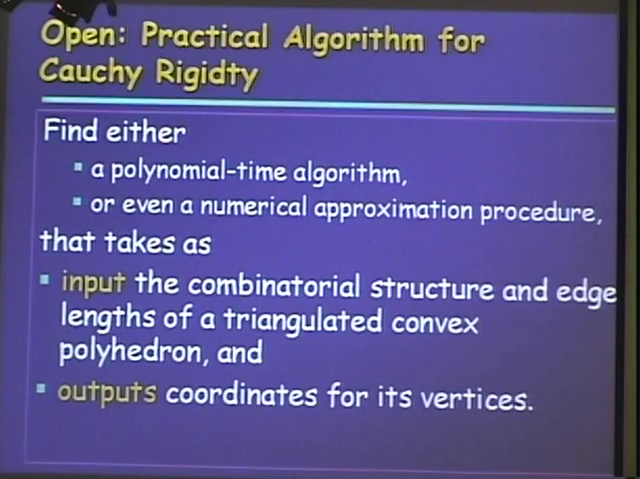So this leads to the open problem, which I wanted to end part one with. It is quite an open problem, and I think very interesting, to find some algorithm, either polynomial time, which would be very nice, or even a numerical approximation procedure that takes as input the combinatorial structure and edge lengths of a triangulated convex polyhedron and outputs the coordinates of its vertices. I would very much like to do this. I can only do it up to octahedra right now. And Saviotov's algorithm is of no help, even for an octahedron.